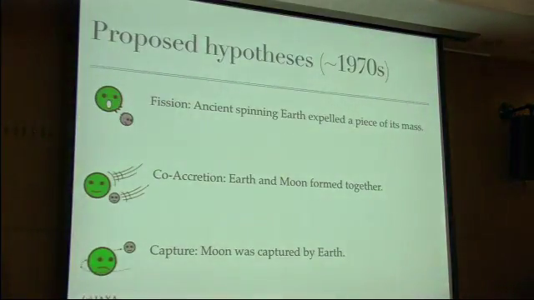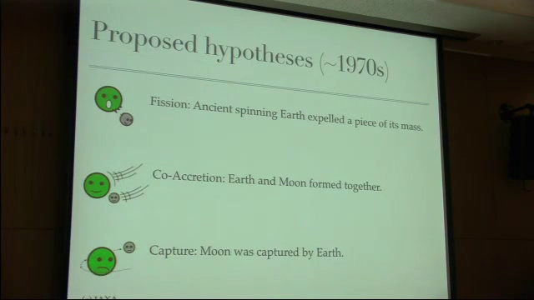Until the 1970s, many hypotheses about the origin of the Moon have been proposed. So here I show you 3 famous hypotheses. The first one is the fission hypothesis. It said an ancient spinning Earth expelled a piece of its mass, and the piece became the Moon.